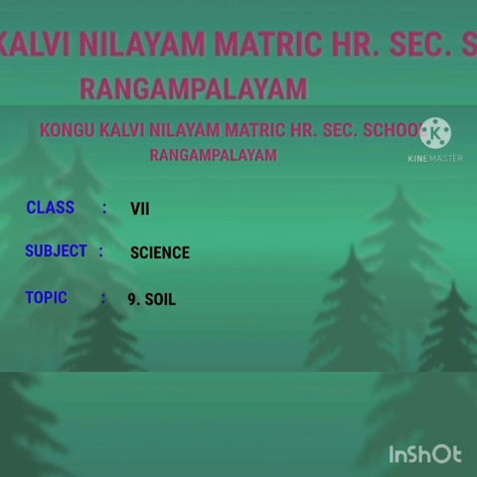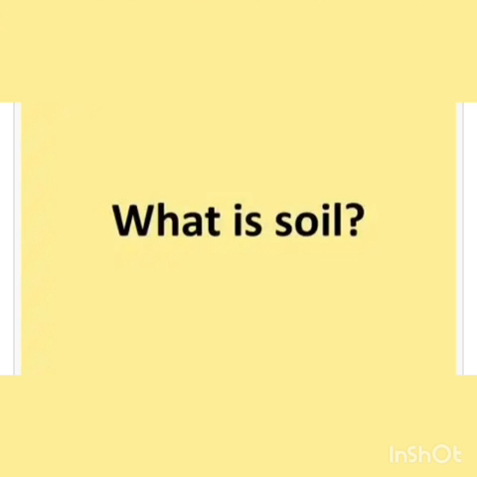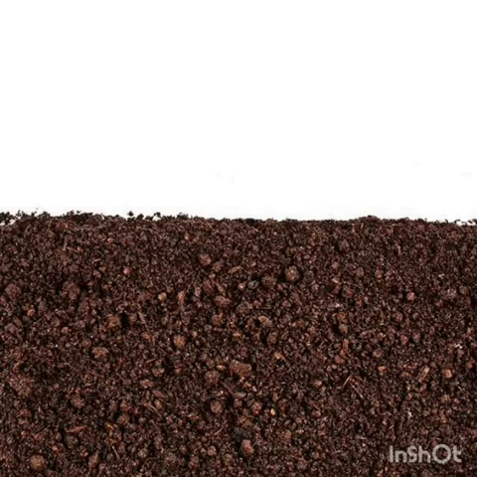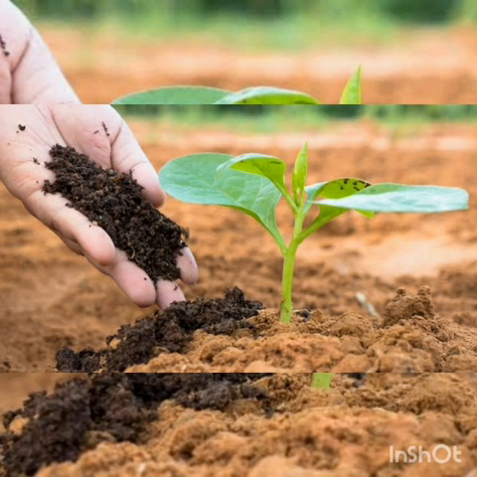Today we are going to discuss Lesson 9, Soil. What is soil? The upper layer of earth is soil. In soil only we are living, isn't it? No. Soil is made up of humus. Humus means the organic material such as decayed plants and animals.